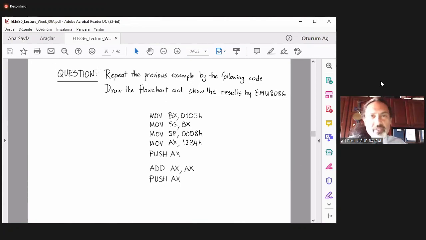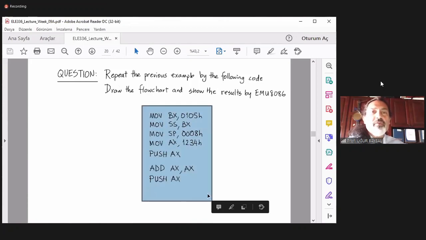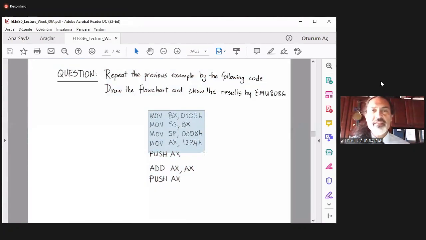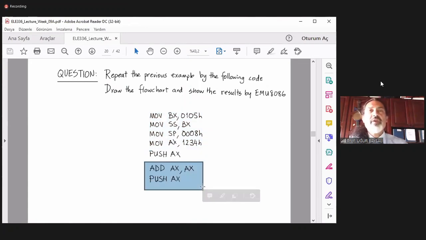Another example question asks you to repeat the previous example with the following code. The previous code was related to storing some values to the stack. This example has a few more lines added, okay? So basically what you can read is you are storing some data and pushing the value of the general register AX to the stack. And then you add a mathematical operation and then you push the result to the top of the stack again.